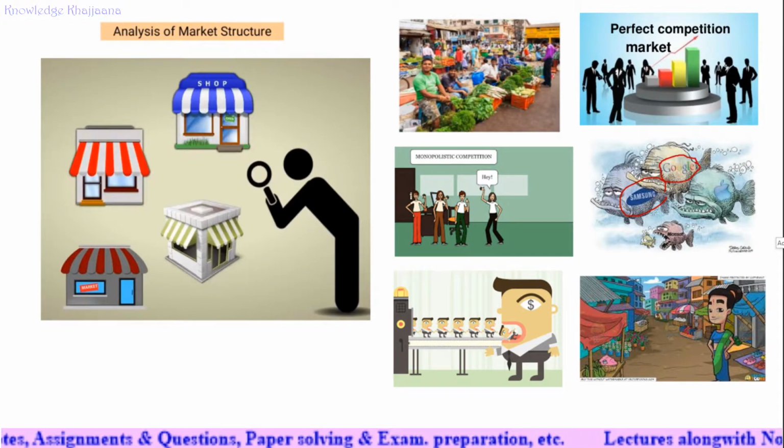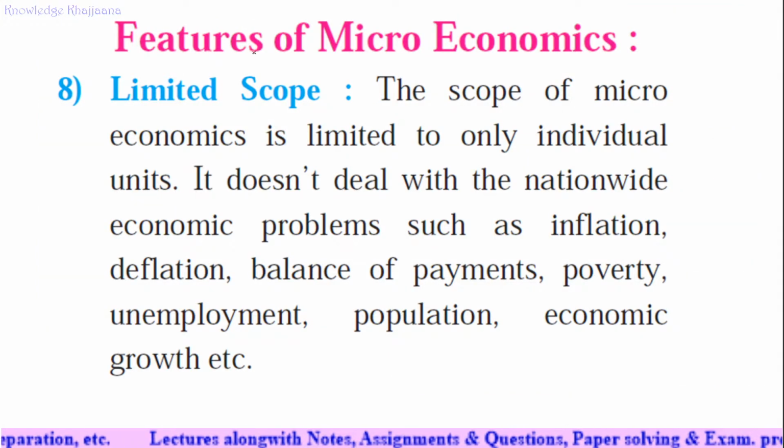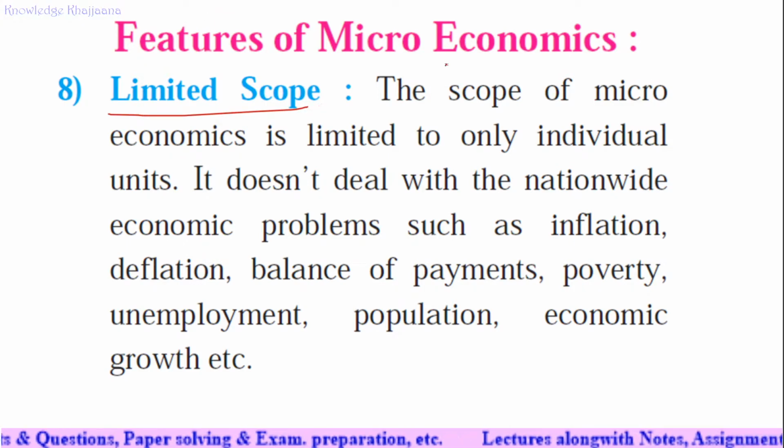Microeconomics analyzes the market structure. And the last feature of microeconomics is that it is of limited scope. It is very easy. We can understand it very easily. Why? Microeconomics learns a unit of everything. So it is a limited scope.